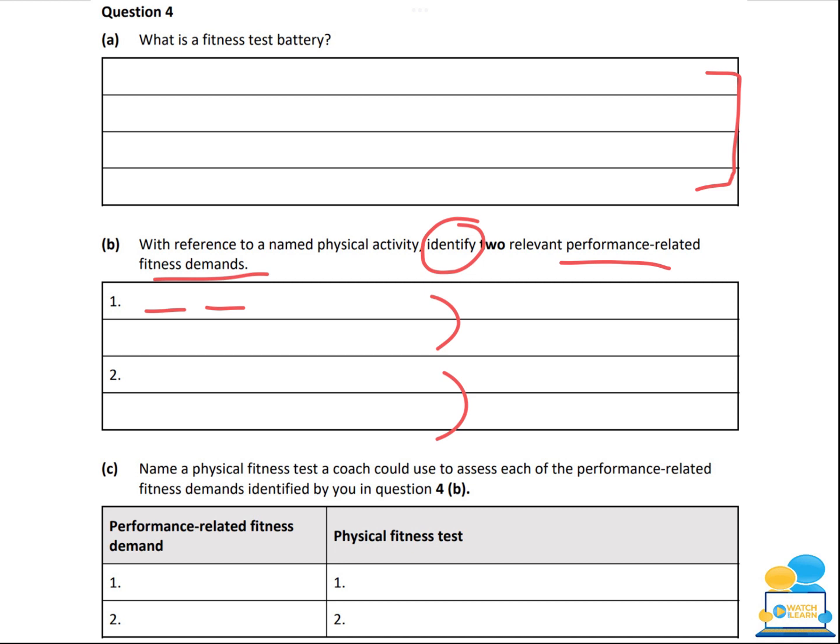Okay, so for example, in sprinting, power is needed. Power is the ability to carry out a strength movement quickly. Okay, so that's hugely important there. Okay, so then we have name a physical fitness test a coach could use to assess each of the performance related fitness demands identified by you. So here you would have the performance related demand, so that would be your power, your reaction time, your coordination, your balance, etc. And then the physical fitness test there that you would use.